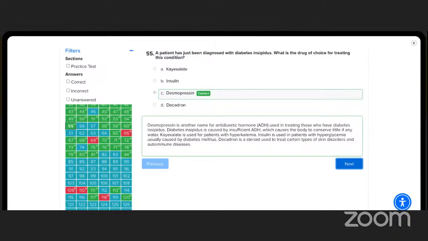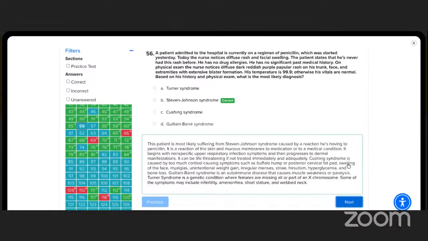Insulin is used for patients with hyperglycemia, usually caused by diabetes mellitus. Decadron is a steroid used to treat. So by elimination, we should have been able to answer correctly, because desmopressin is another name for ADH. This is the drug of choice, okay? So just kind of commit that to memory for 55.